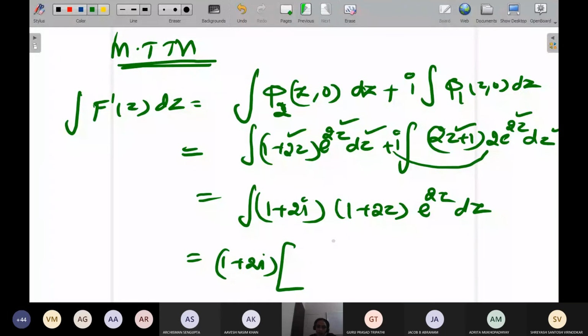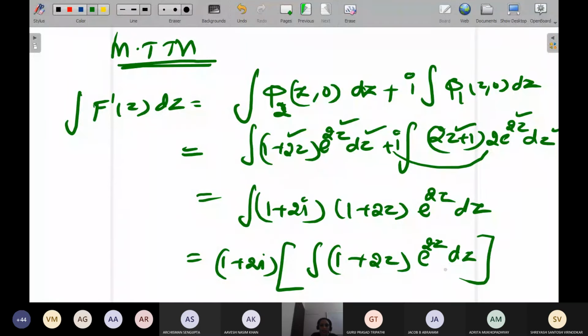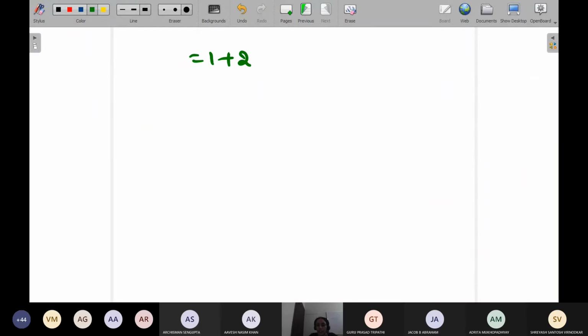1 plus 2z into e power 2z dz. Now I will integrate it. Once I integrate it, I'll get 1 plus 2i. Bernoulli integral apply. So it is 1 plus 2z into integration of e power 2z.